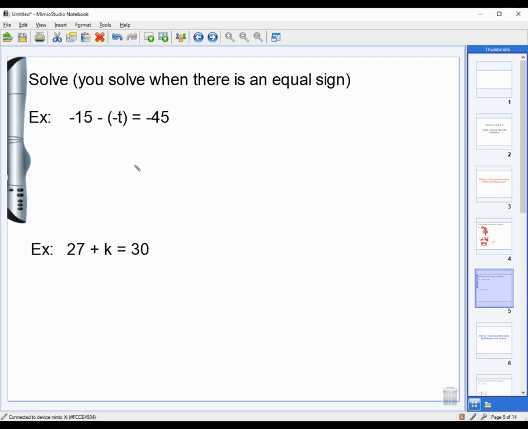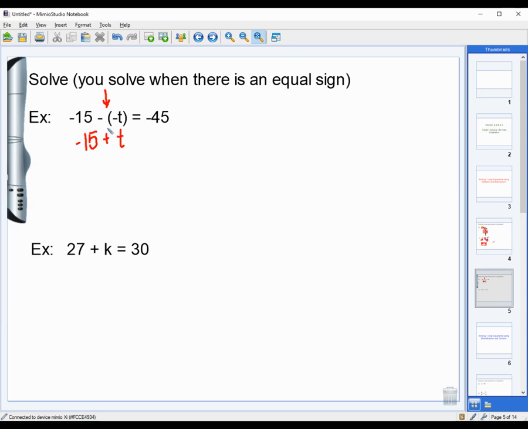Okay, so again, we're solving. Let's go ahead and go through this. Now, the first thing I notice is a minus. So we have negative 15 minus a negative t is equal to negative 45. First thing I noticed was this minus a negative. So for those of you at home asking yourselves, what does that mean, minus a negative? Okay, when you subtract a negative, that is the same exact thing as adding a positive.